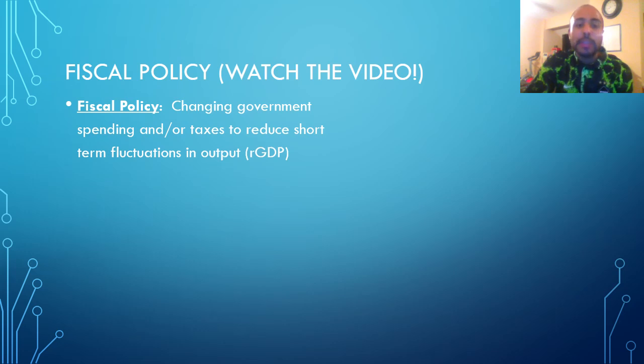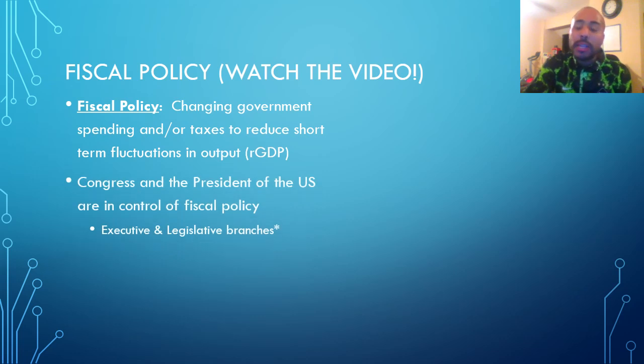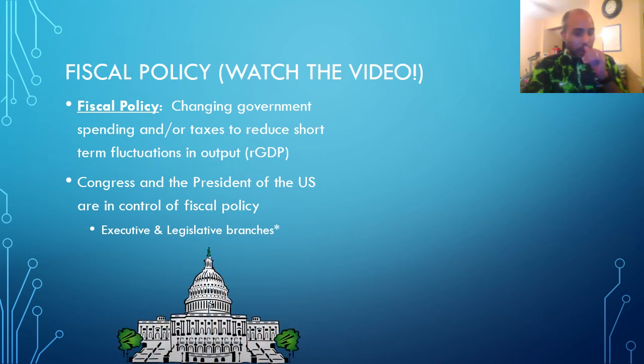Fiscal policy means changing government spending and or taxes to reduce those short-term fluctuations in our output, meaning the government can smooth out the ups and the downs of the business cycle by changing how much they spend or changing how much they tax the people of the country. Now, Congress and the President of the United States are in control of our fiscal policy. And in case you forgot, that is the legislative branch and the executive branch, right? Congress is legislative, the President is the executive. So, when you hear fiscal policy, it means how does the government try to smooth out our economy, okay?